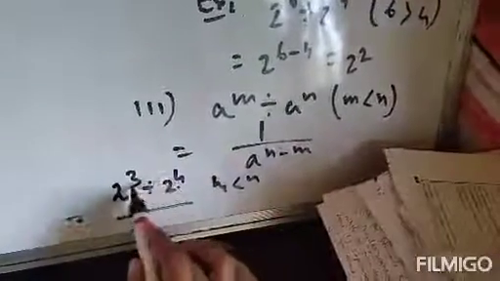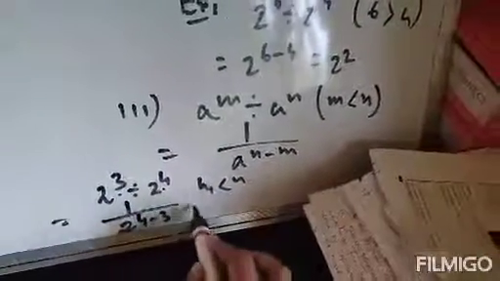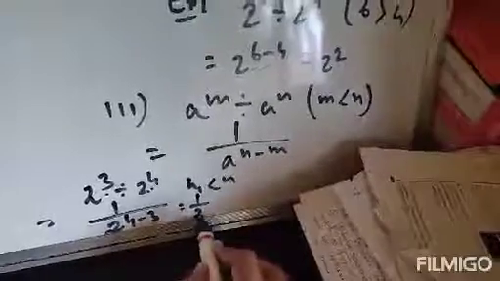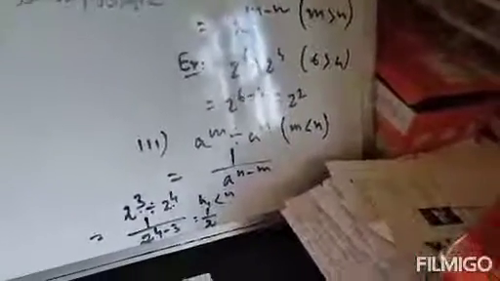Now here it is n, it is m, so it is 4 minus 3, that is 1, by 4 minus 3, that is 1. So 2 to the power 1, 2 to the power 1 means 2, so the answer will be 1 by 2. So in case of division, there are two formulas. One is when m is greater than n, and the other is when m is less than n. Clear? In both cases the formula will be different. So this is the third formula of exponent.